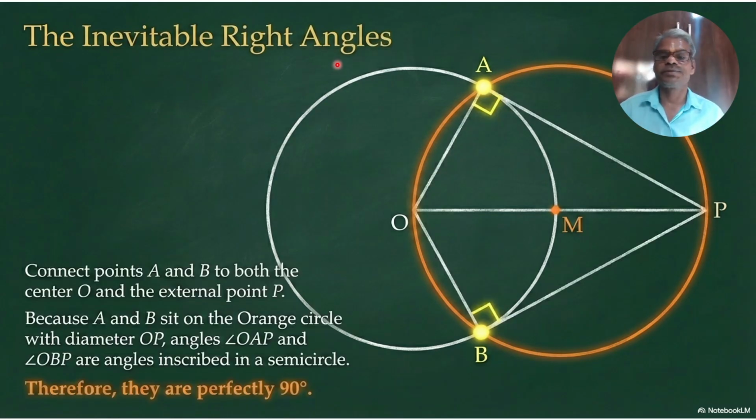Inevitable right angles. Connect points A and B both to the center O and external point P. Because A and B sit on the orange circle with diameter OP, angle OAP and angle OBP are angles inscribed in the semicircle. Therefore, they are perfectly 90 degrees.